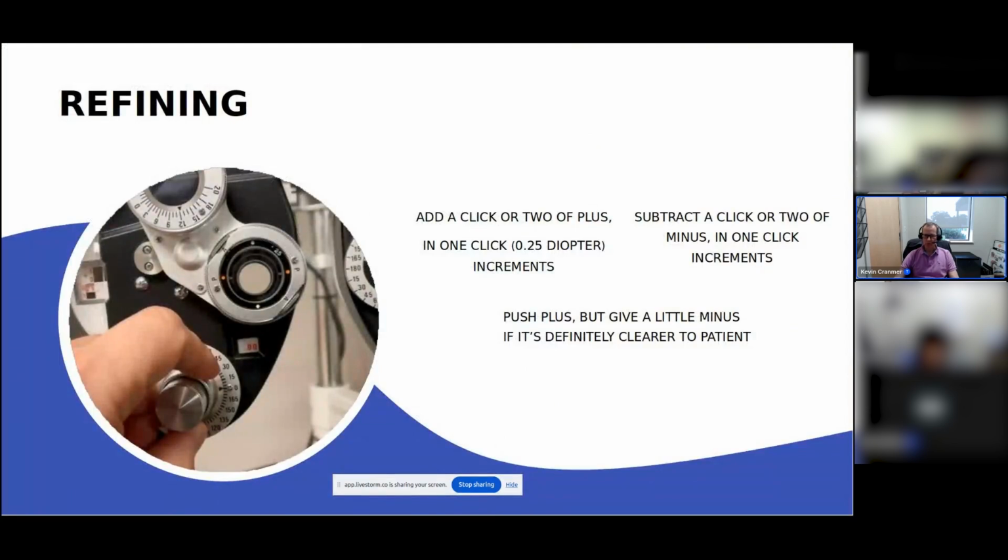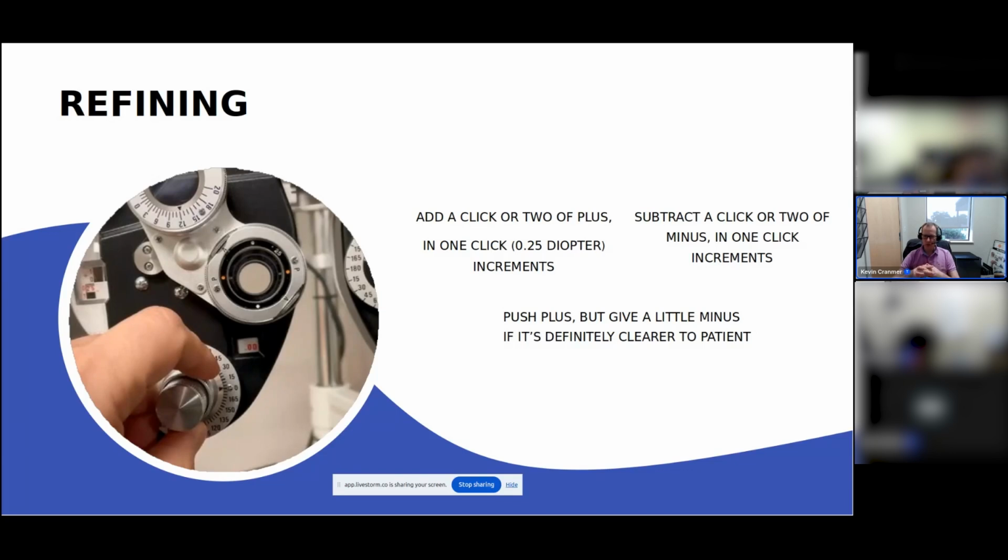So you might add more plus or minus. You go up in 2 click increments, which is a half diopter at a time. And whenever you give more minus, you have to take away some minus. So whenever you add say 2 clicks more minus cylinder power, you have to give more plus, and you do that by adding more spherical power on the large knob on the side of the machine.